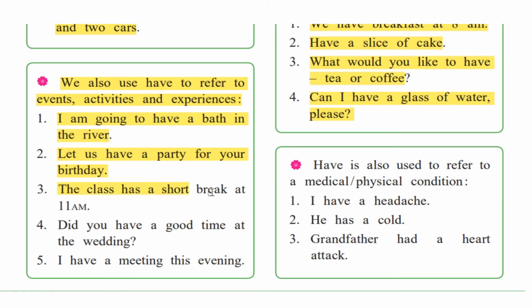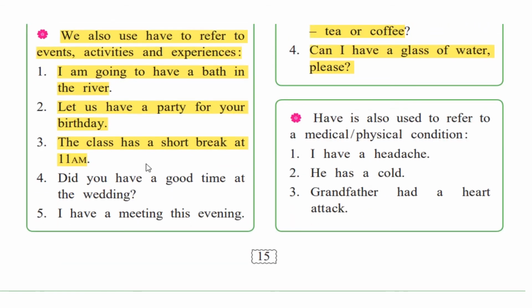The class has a short break at 11 a.m. So here this is the activity that happens at 11 a.m., and so we have known about it now. So the class has a short break at 11 a.m. Did you have a good time at the wedding? So here this is a yes no question and somebody's asking us something. So did you have a good time at the wedding? I have a meeting this evening. So now you're informing someone that you have a meeting. That is, you have an activity, a meeting in the evening.